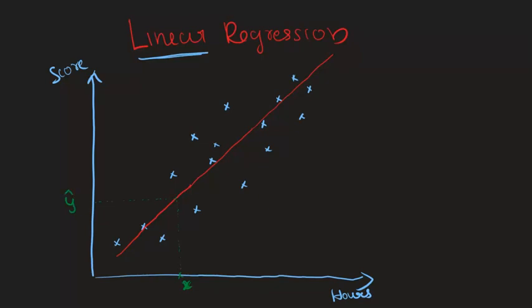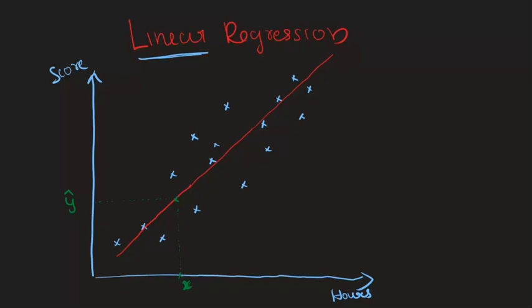That's basically linear regression. We are going to find the best fit line to the data so that we can predict in future, for the given data, what the score will be. Like, given the number of hours a student studied, what will be the score?